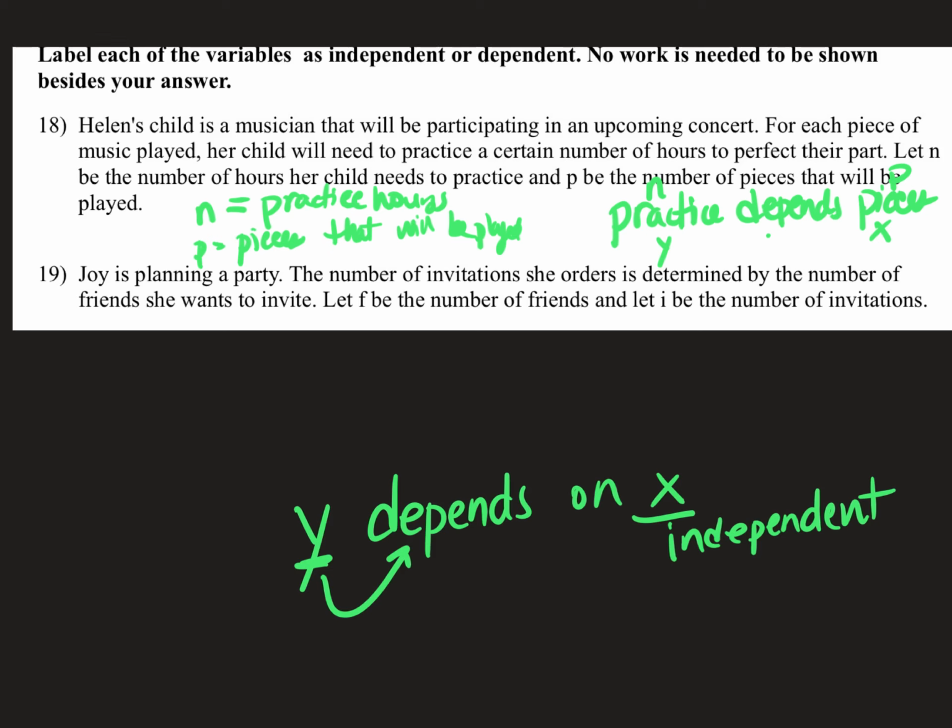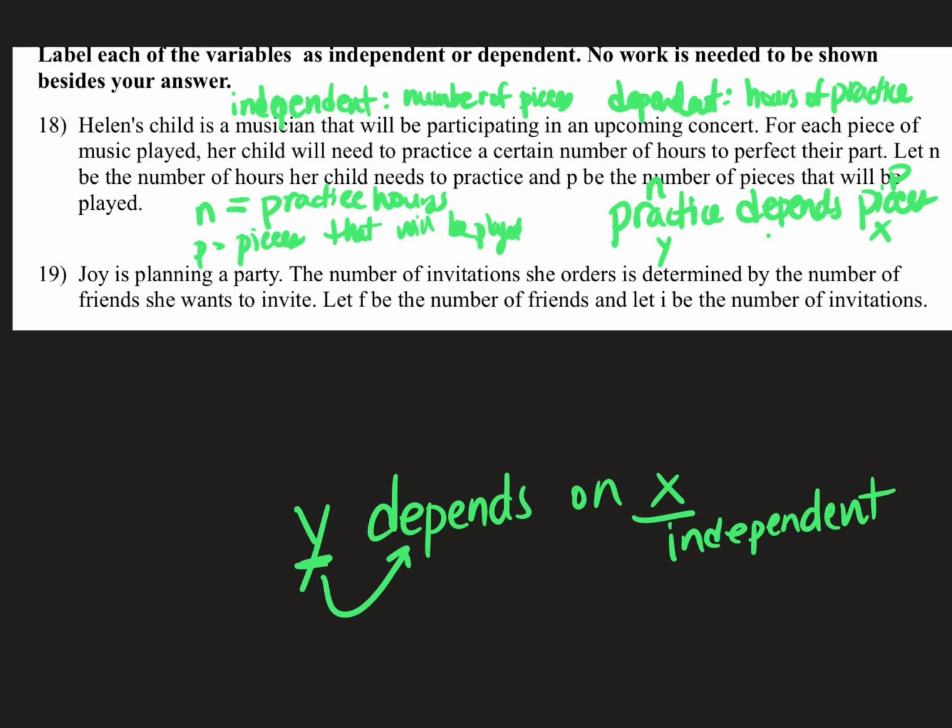So my independent variable, we'll just write that above it. Independent variable is the number of pieces, and the dependent is hours of practice. So that's what I needed to know. That was what the instructions asked, so we are finished with that one.